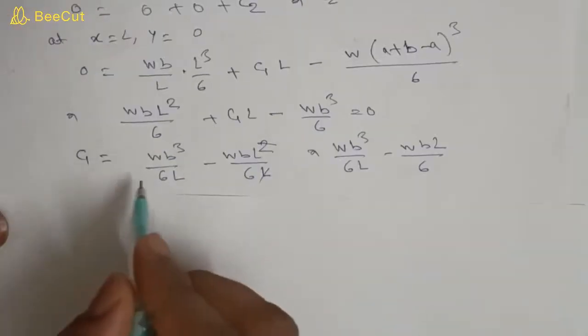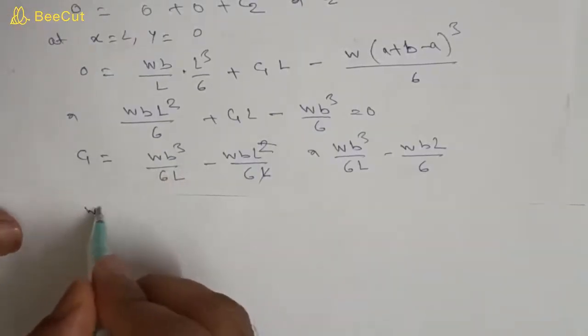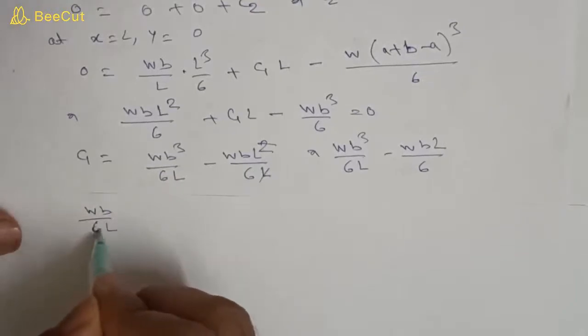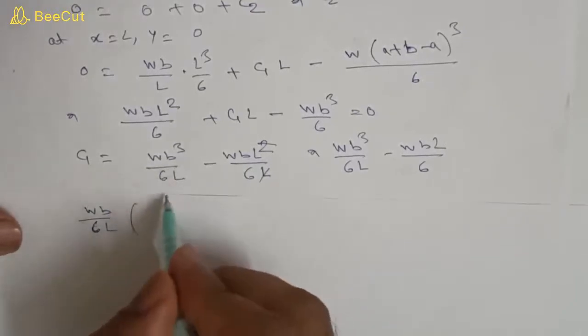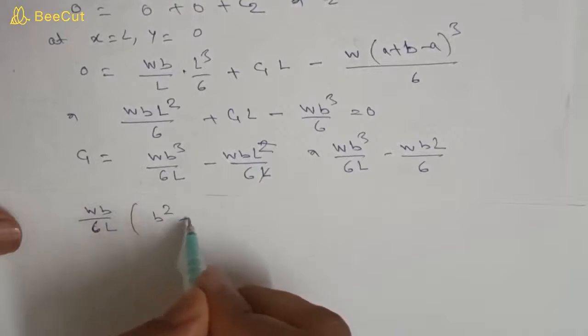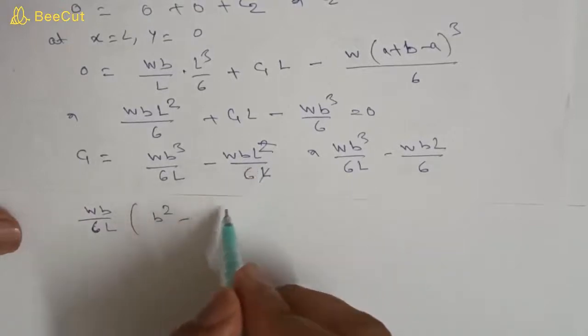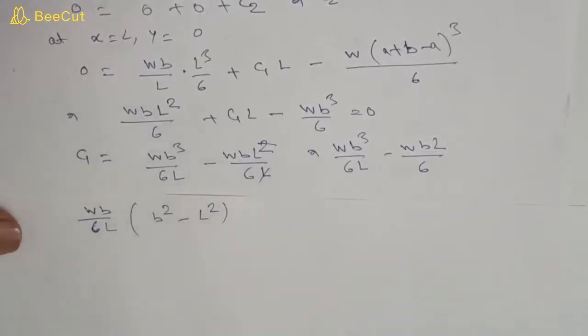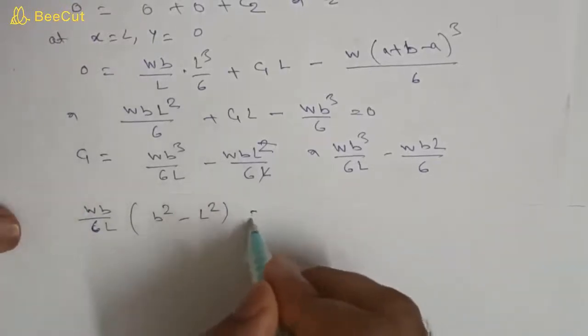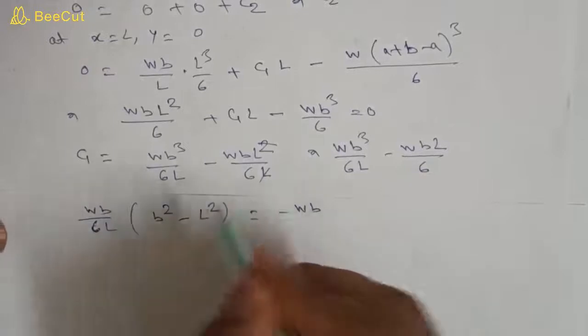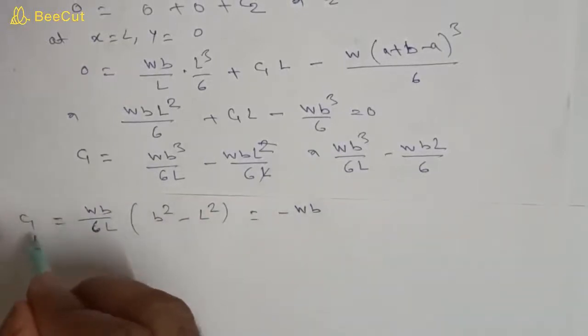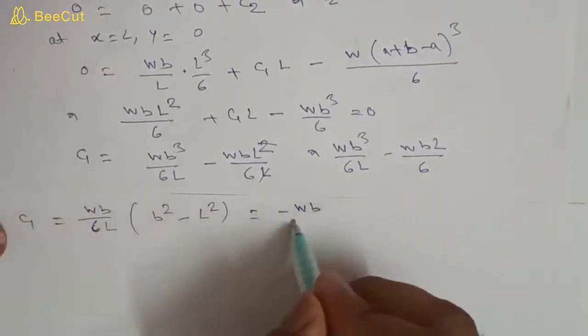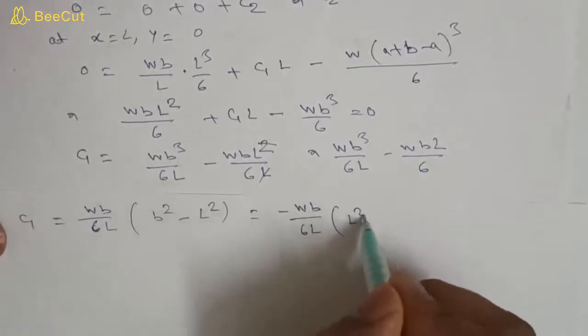Or if we take WB by 6L common from here, then we will get WB by 6L into B square minus L square. Okay, or it can be written as C1 is equal to minus WB upon 6L into L square minus B square.